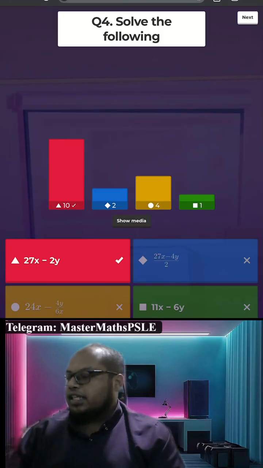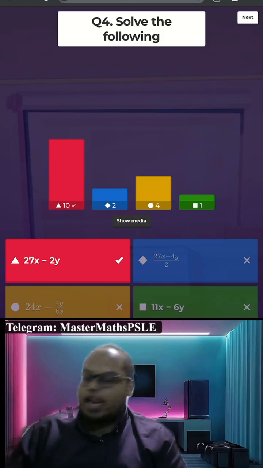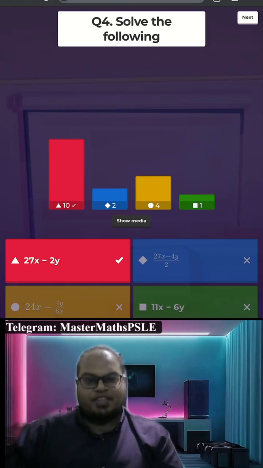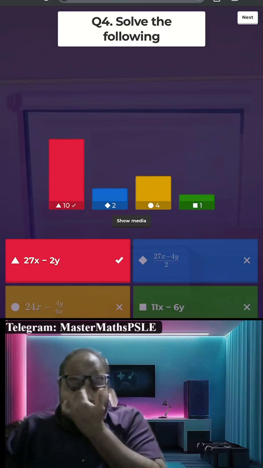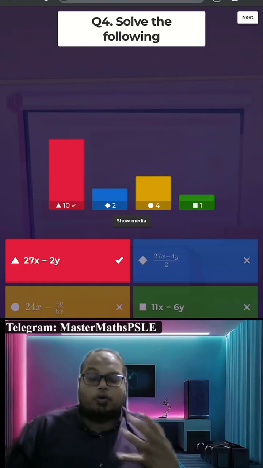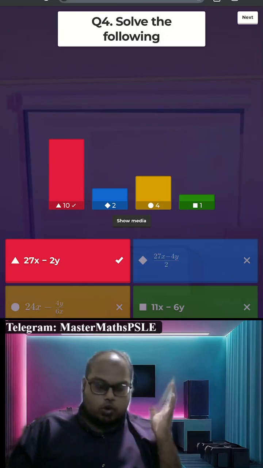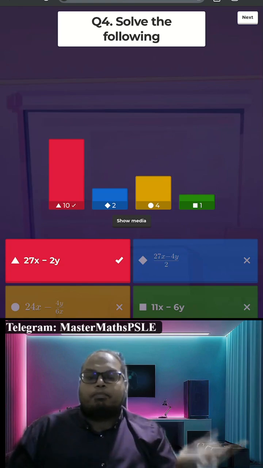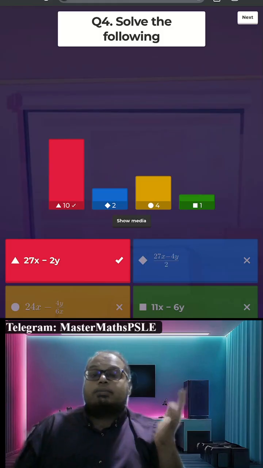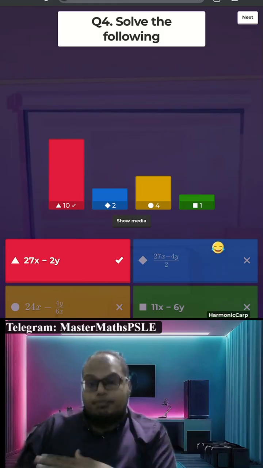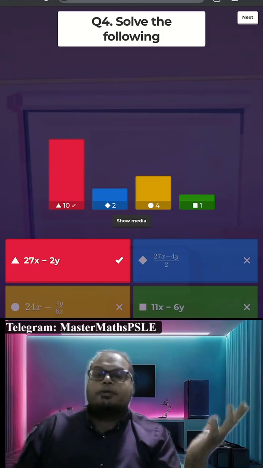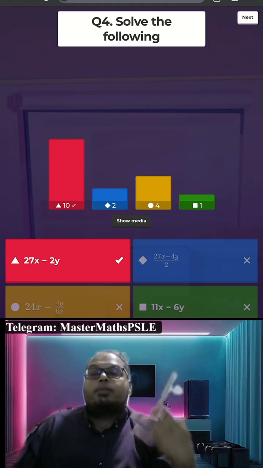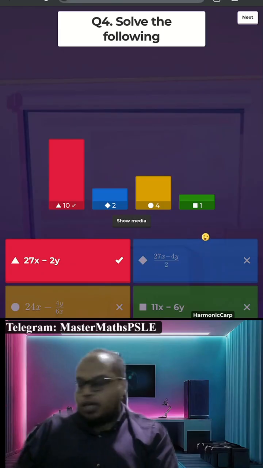Yes, the answer is red and it is not yellow, not blue, not green. Like I said just now, there's an order of operations. Remember your order of operations is supposed to start with brackets. But this question has no bracket. There's a times and divide, so you have to do the multiplication and division from the leftmost to the rightmost. Then you do the plus and minus.